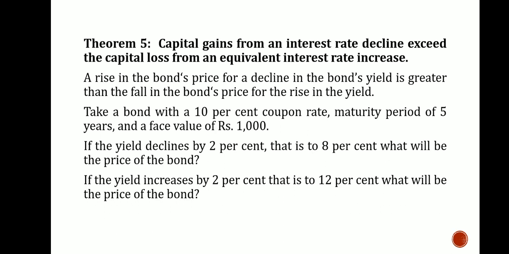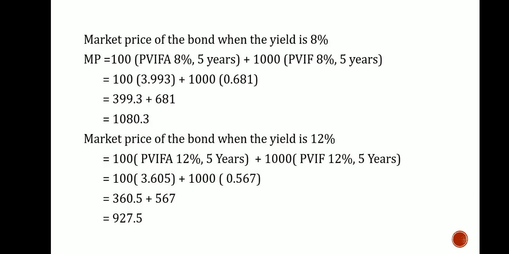Here if you see, we have taken only one bond. The actual yield here is 10%. We have two situations. First one, yield declines by 2%, that is to 8%. Second one, yield increases by 2%, that is to 12%. We should calculate the market price in order to see the difference in price changes. The actual change in the yield is same, that is 2%. Let's see the calculation.